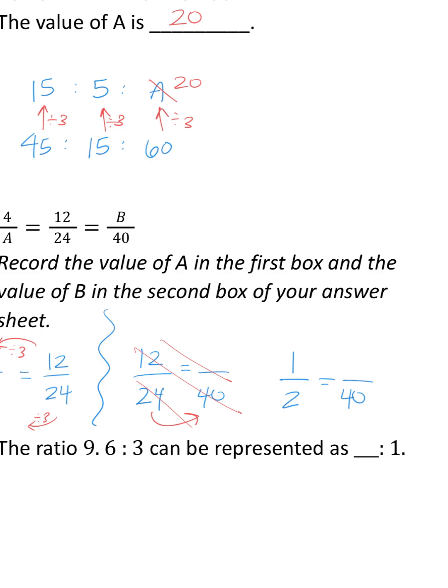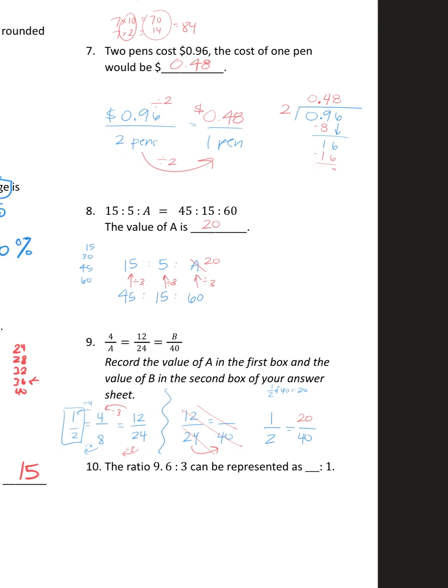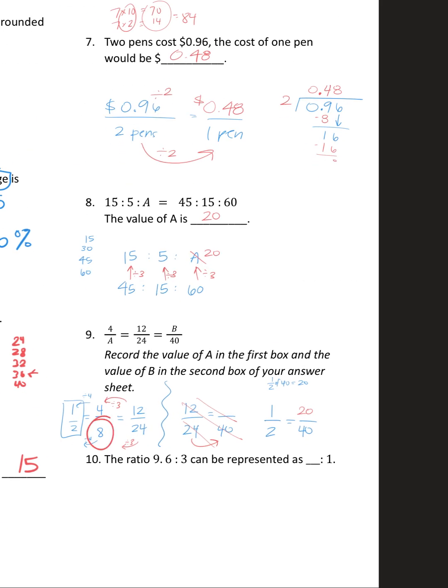So in 1 over 2, we know 1/2. 40 is the denominator, is the double. So the top, the numerator has to be half of that. What's half of 40? Half of 40 is 20. So this answer, our B, needs to be 20. So in that case, our A was 8 and our B was 20.